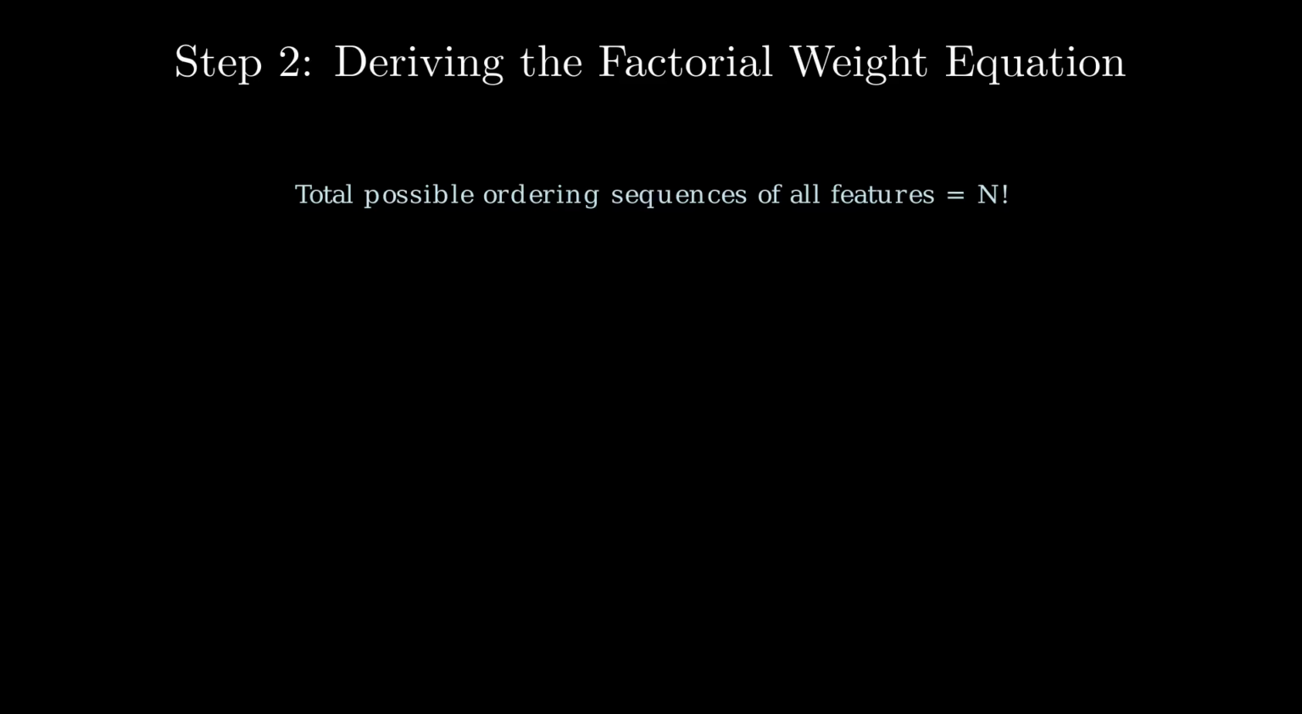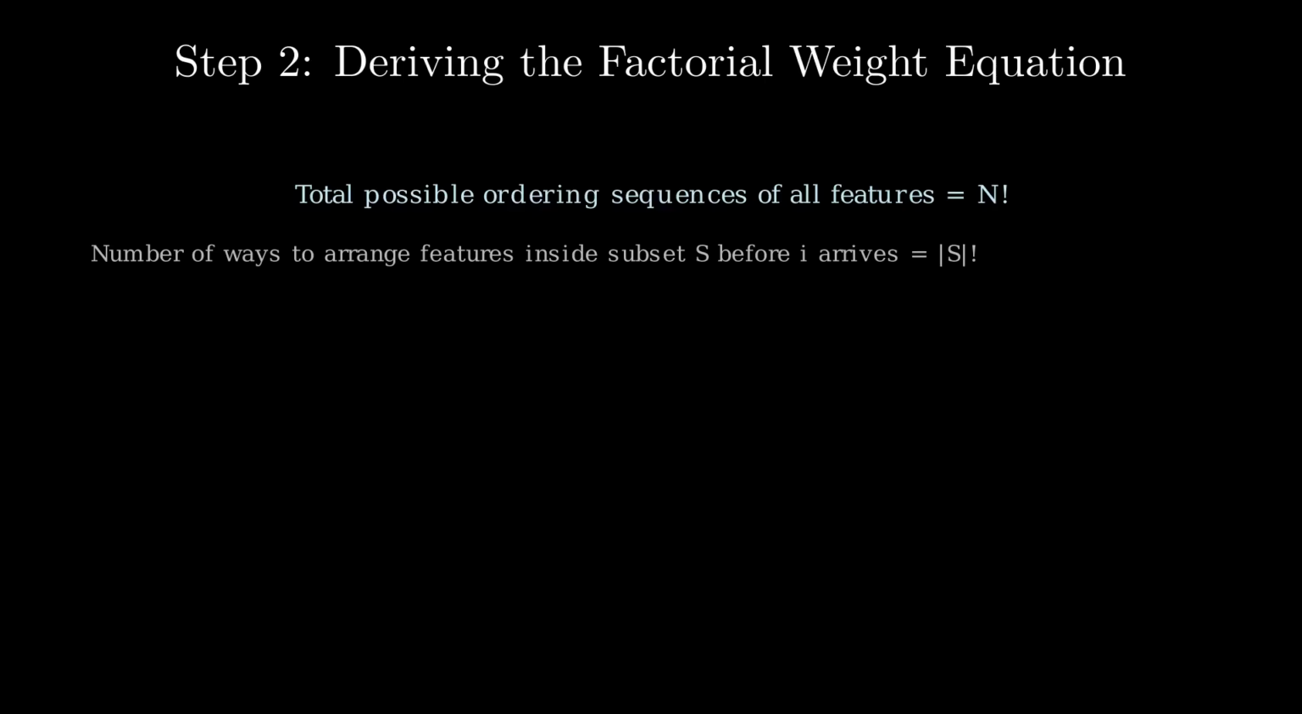Now, let's derive the exact mathematical proof for the weighting factor. Think of building a model feature by feature as an ordered arrival sequence. For a total feature set N, there are exactly n factorial total unique sequence permutations to order their entry.